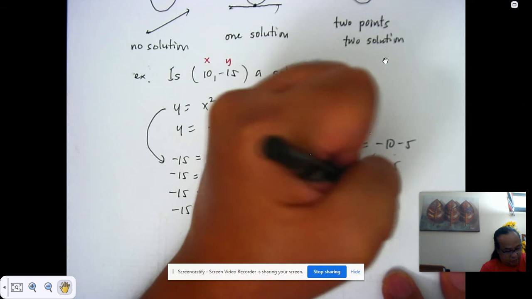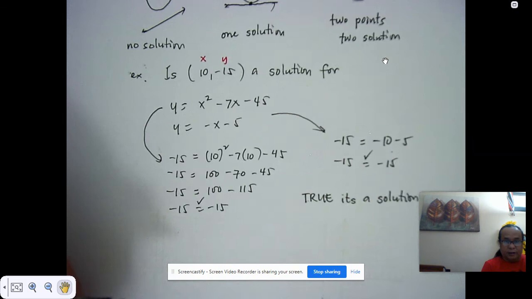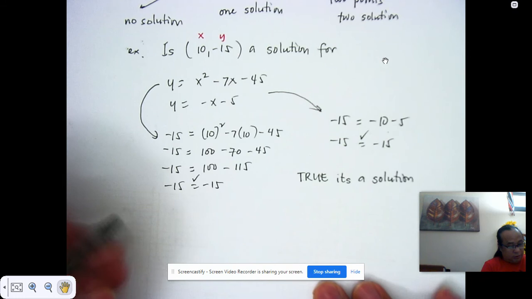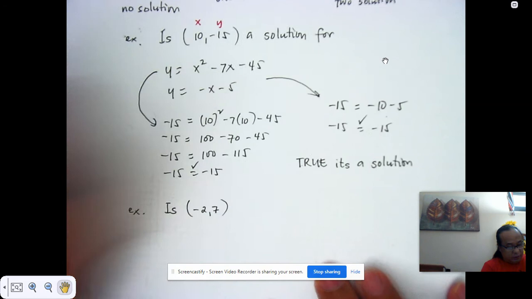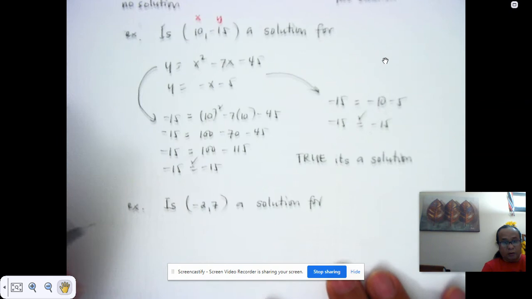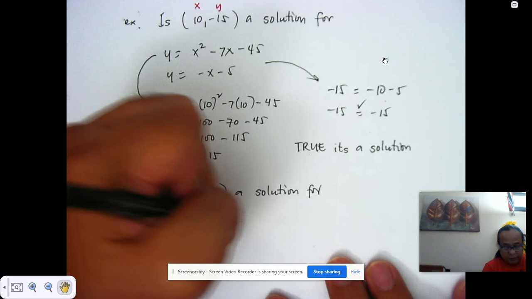Can everybody follow so far? Is this clear? Okay, let's have another one. Suppose you have another one: is (-2, 7) a solution for the system y = x^2 - 3x - 3 and y = x + 9?